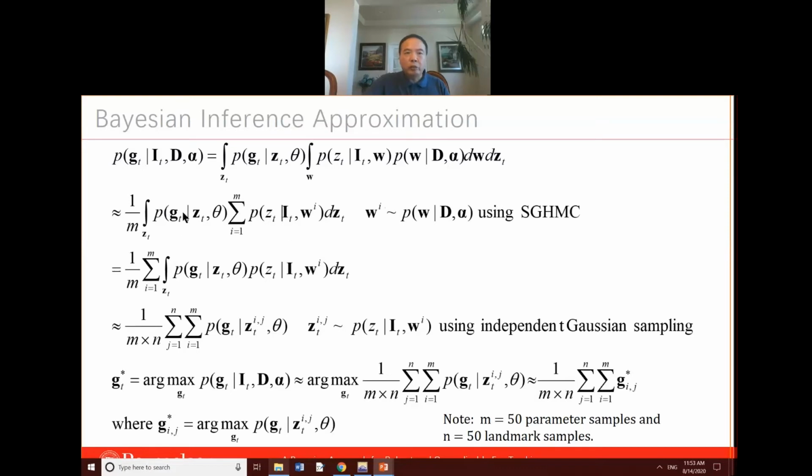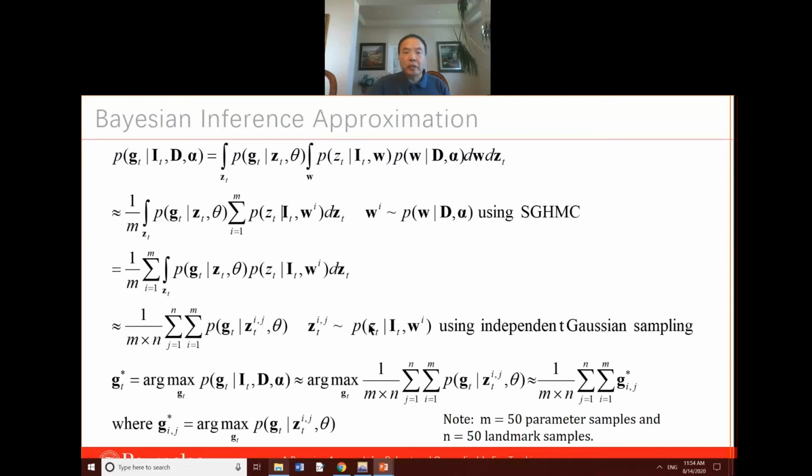Once we have samples, we can replace this integration by the sample average. After we rearrange this equation, we have this equation. So now we have another integral. This integral is over the landmark ZT. Even though this follows a Gaussian distribution, we still cannot analytically solve this integration. So we're going to approximate it by the sample average again. This time we sample landmarks from this probability distribution, where j is the index of the sample from this distribution.